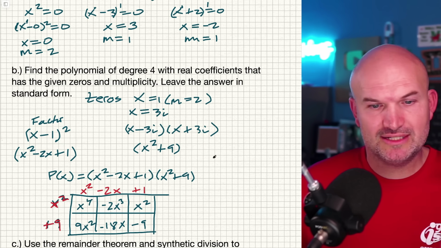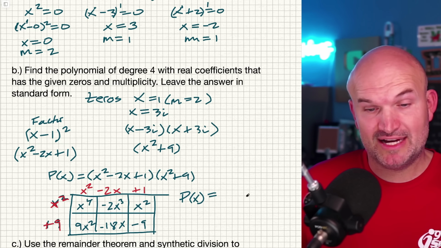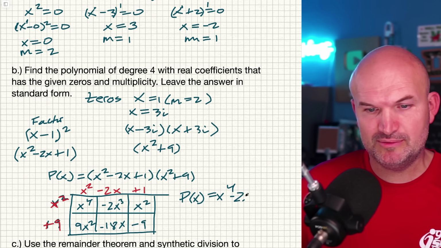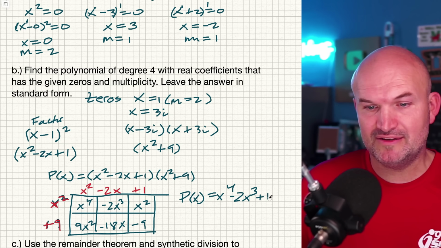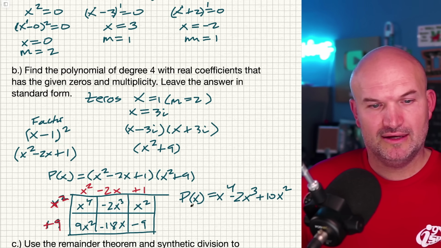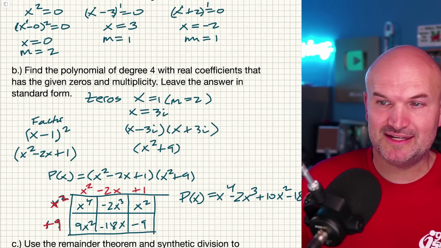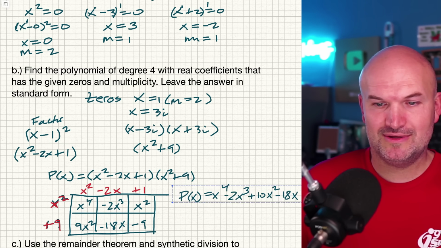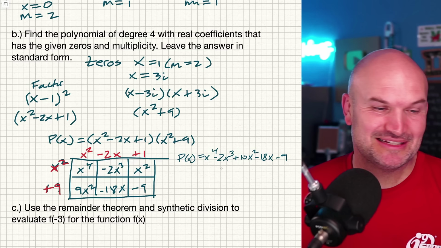So let's go and write out now our p of x. So we have p of x is equal to, we have an x to the fourth. We have negative 2x cubed. 9x squared plus an x squared is going to be a positive 10x squared. And then we have a minus an 18x. And then we have minus a 9. Now I ran out of space, so I can just go ahead and shrink this down. And now everything is going to go ahead and fit.